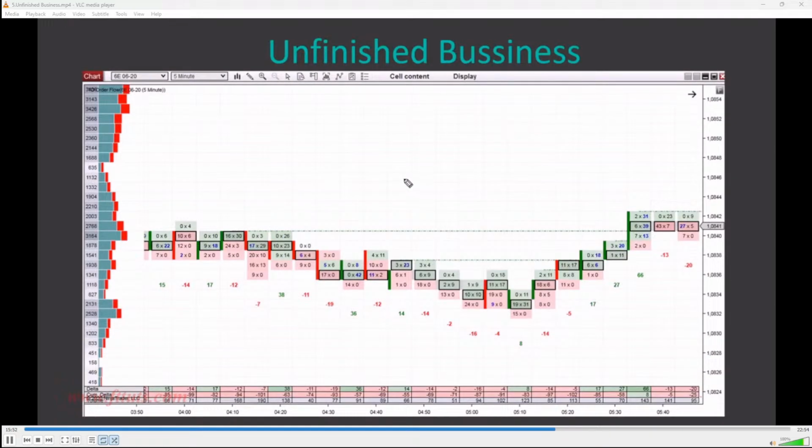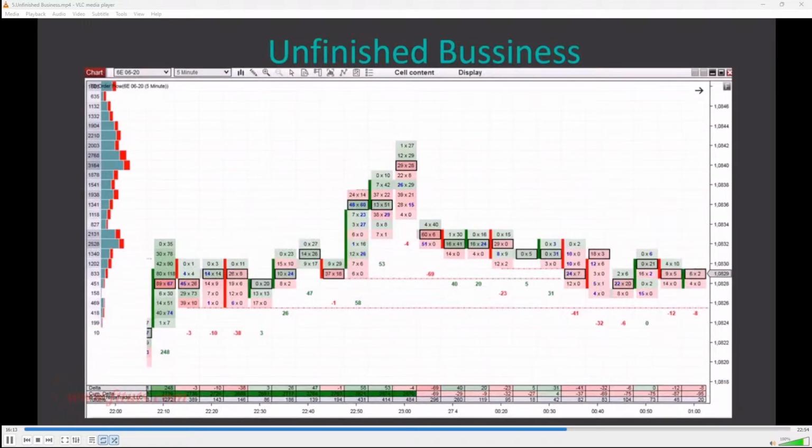Now in here you can see the market covering those unfinished businesses pretty effectively. There's one in here. This is where it gets covered. Also one in here, and this is where it gets covered, all right? It's working as a magnet. The price returns to it.